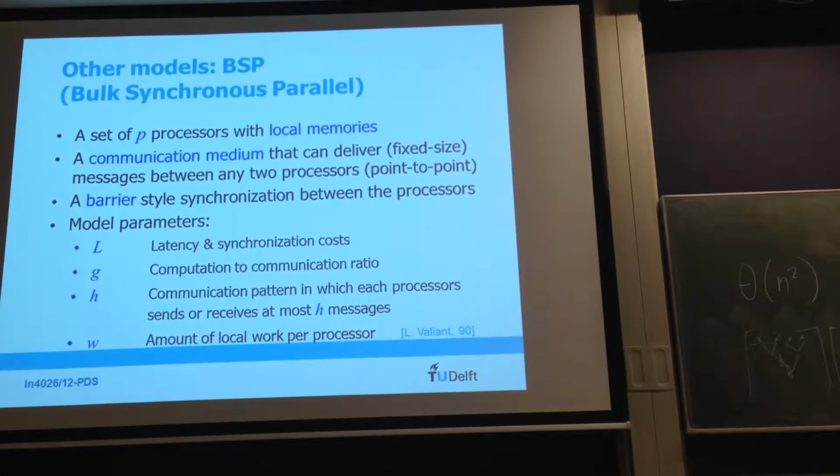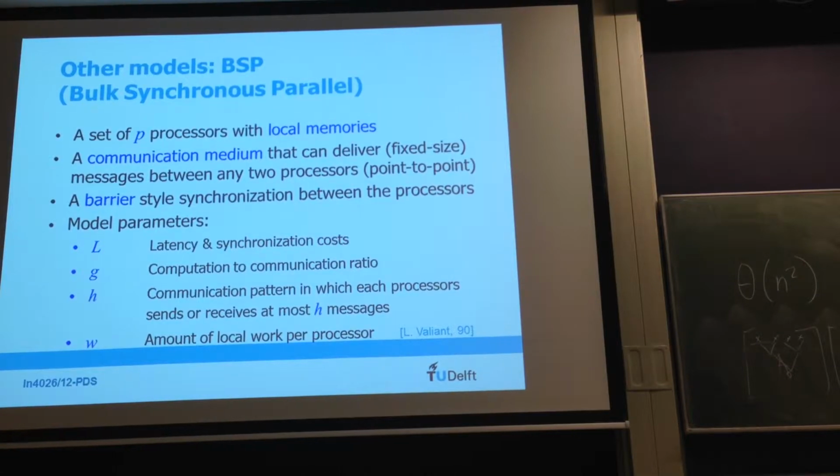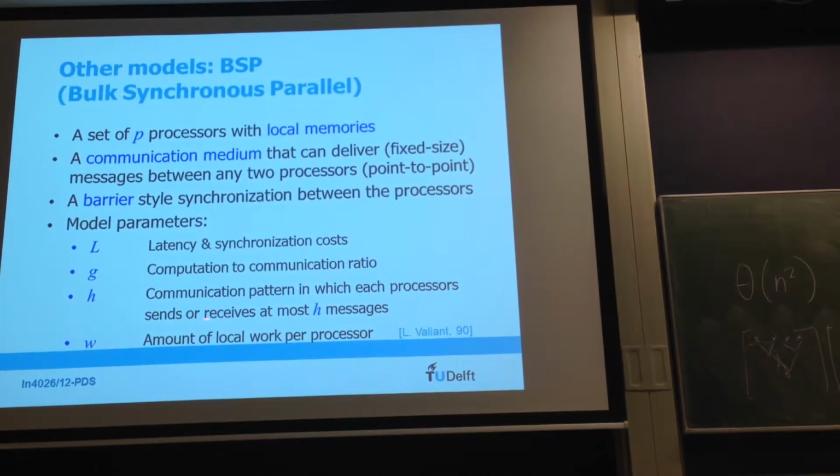The model parameters are L, which stands for the latency and synchronization costs, and G for the computation to communication ratio. That means how fast communication occurs in relation to computation, and that's technology dependent, of course, machine dependent. H is the communication pattern in which each processor sends or receives at most H messages, right? And W is the amount of local work per processor.